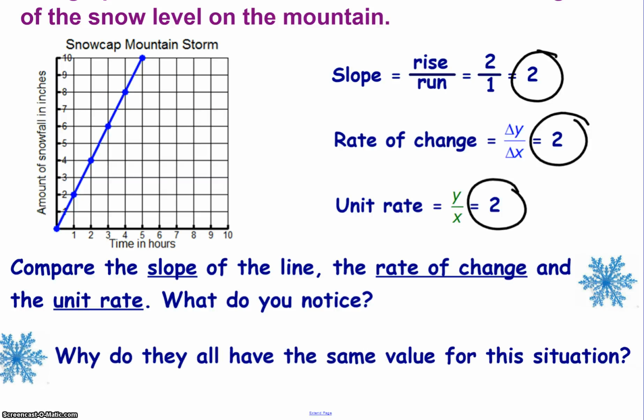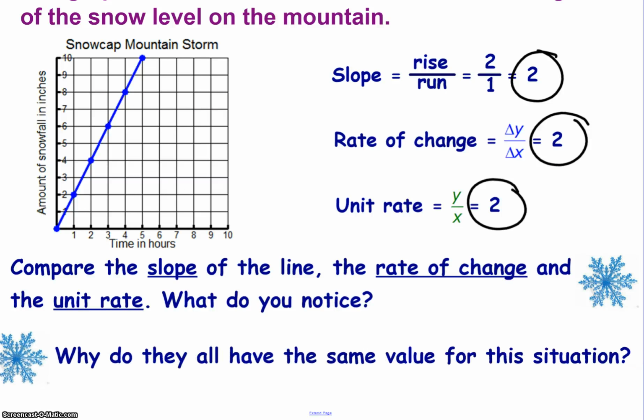Then it asks, why do they all have the same value for this situation? It's because it is a linear equation. So, in a linear proportional relationship, the slope, rate of change, unit rate, and constant of proportionality, and we talked about constant of proportionality. Remember, that is k equals y divided by x, all have the same value.